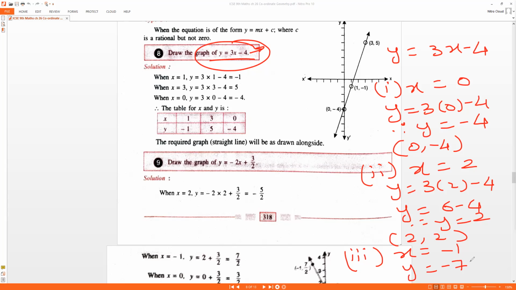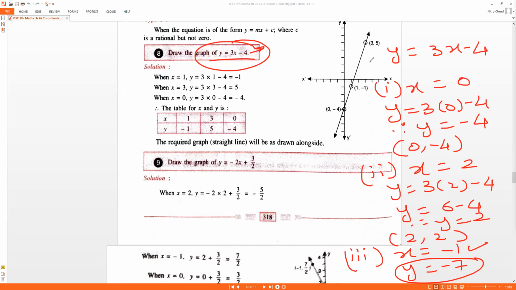Just be careful that you don't take big numbers such that the other coordinate becomes very large. Otherwise you won't be able to fit the graph in the graph book. In that way you can plot any 3 points, take a scale, plot them, and join all the 3 points with a straight line using scale and pencil. And if your calculations are correct, all the 3 points should lie on the same line.